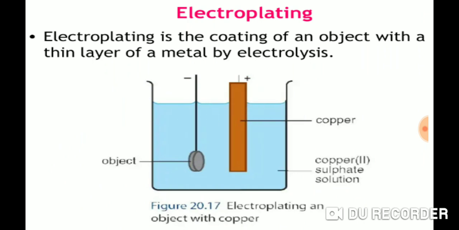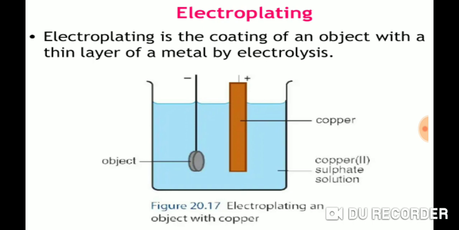Now let us discuss a practical application of electrolysis. The very important practical application is electroplating. Electroplating is the coating of an object with a thin layer of a metal by electrolysis. Keep in mind, it is the coating of an object with a thin layer of a metal by the electrolysis process. Here, the object which is to be electroplated is negative, whereas the metal whose layer we have to deposit on the object is made positive.